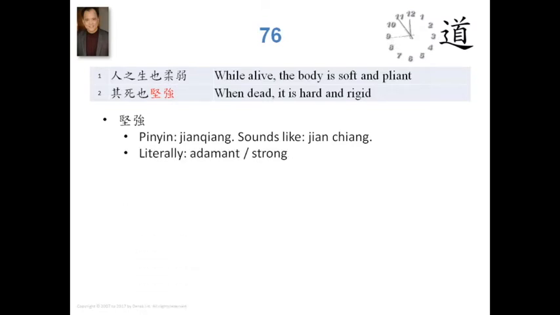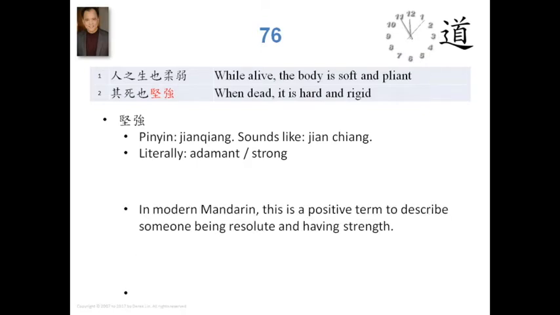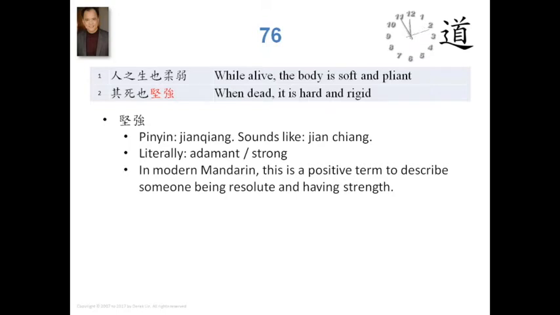So what does it mean? Well, it's two characters. The first character means adamant, something that is very hard. The second character means forceful or strong. So something that is hard and adamant and tough and strong, this is usually a positive thing to say in modern Mandarin. So it's a positive term to describe someone being resolute and having strength, 坚强.